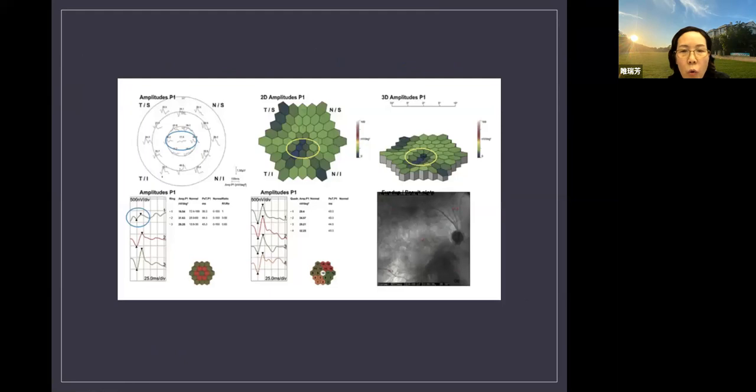And when we record multifocal ERG, we can see the multifocal ERG is also abnormal. The abnormal multifocal ERG will representatively show us which part of the macula the function and the anatomical structure are affected, and we can know this at the same stage.